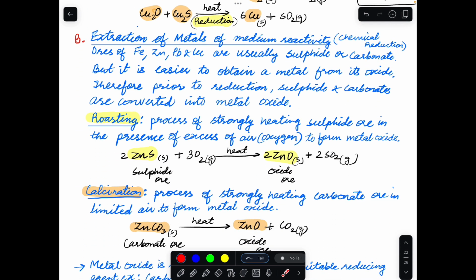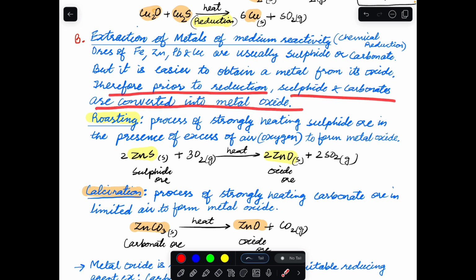Ores of iron, zinc, lead and copper are basically either sulfide ore or carbonate ore. So what we do is convert the sulfide ore or carbonate ore into oxide, because it is easier to obtain metal from oxide. Fewer resources and no extreme conditions are needed if we are getting metal from oxide. So, prior to reduction, sulfide and carbonate ores are converted into metal oxide.